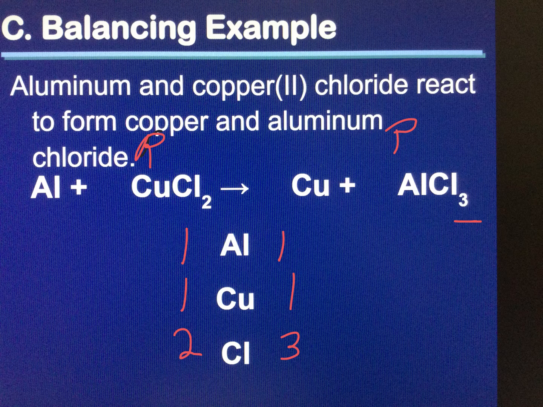Okay, so now, just to refresh your mind, remember you can only have a coefficient in front of every element or compound. You cannot put it in between to try to equal this out. So the only thing that's not equal is the actual chlorine, right? Okay, so what common denominator does chlorine have with 2 and 3?